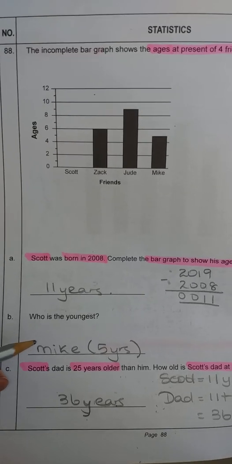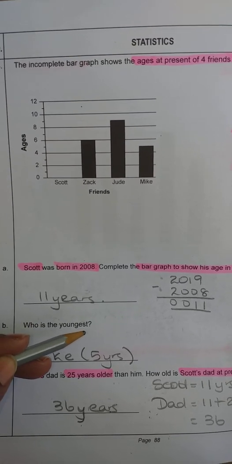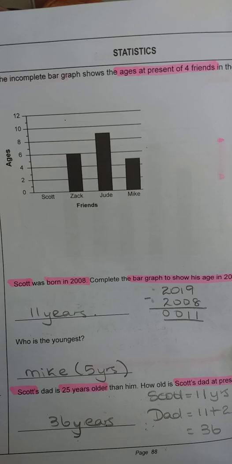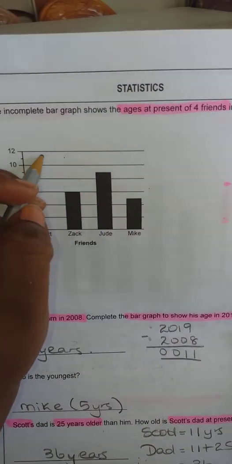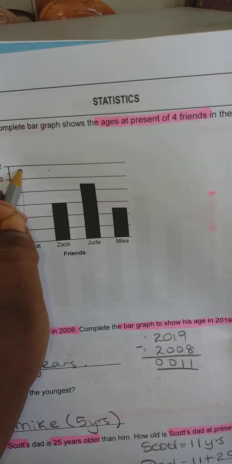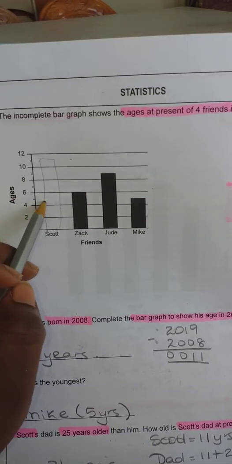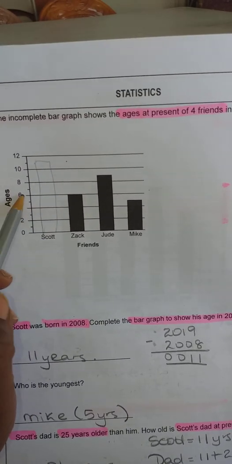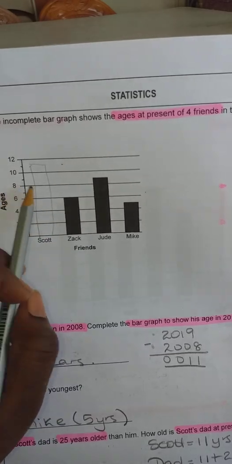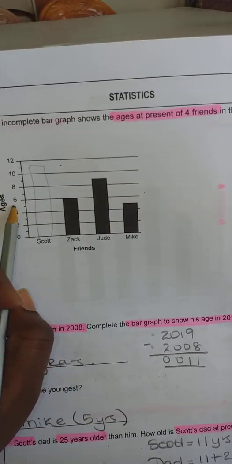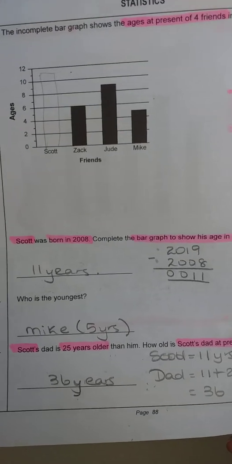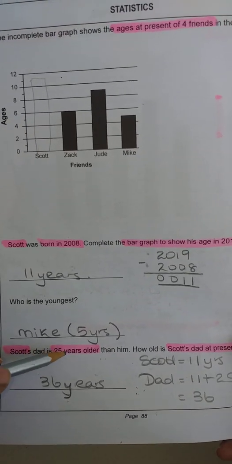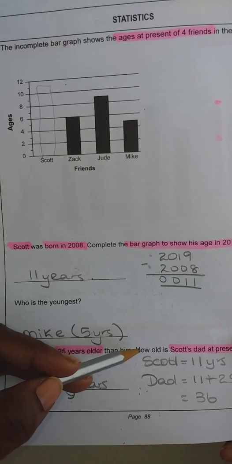Now next question, B. Who is the youngest? If you look at the bar graph, for Scott we got 11. So I could put in a drawing for 11. Right? So Scott is 11, Zach is 6, Jude is 8, and Mike is 5. So who's the youngest child? Mike, because he's 5 years. Next question. Scott's dad is 25 years older than him.